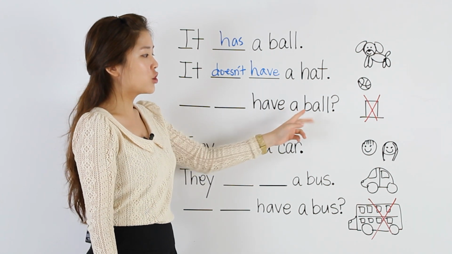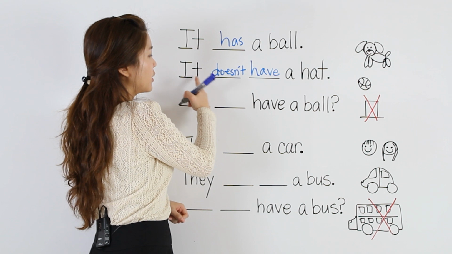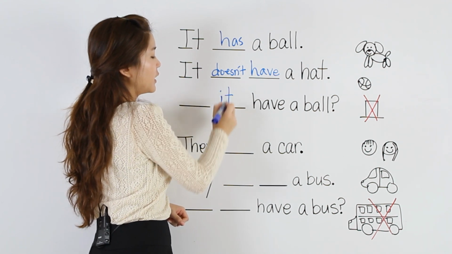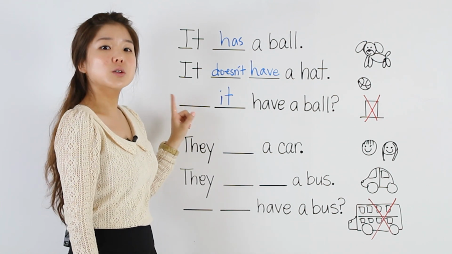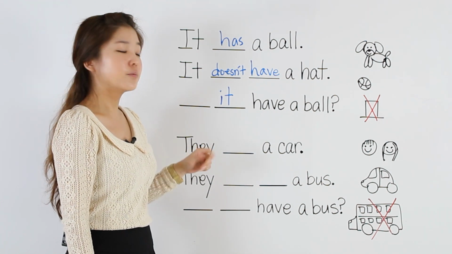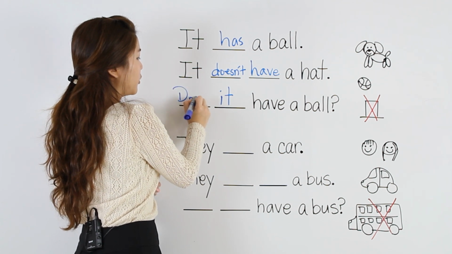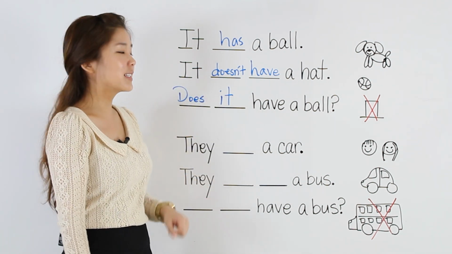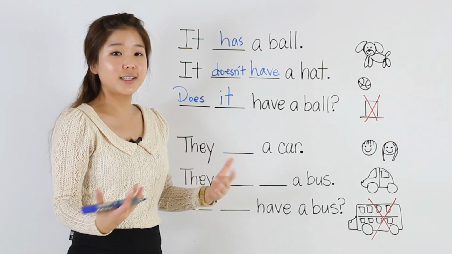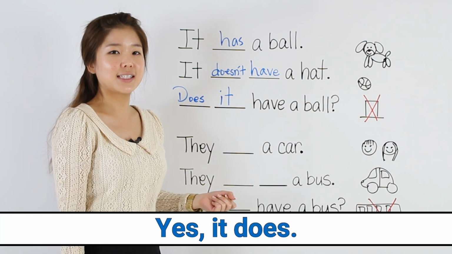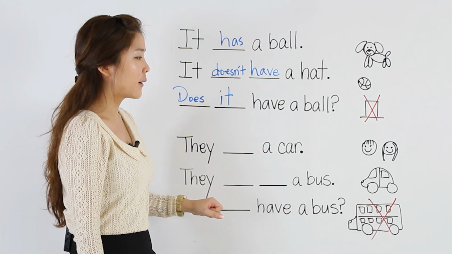Next, we have a question. We use have. Remember, we have to put the pronoun over here, the same one. And we put does or do in the front. What do you think? We have to say does. Does it have a ball? Well, does it have a ball? Yes, it does. Let's move on to the next part.